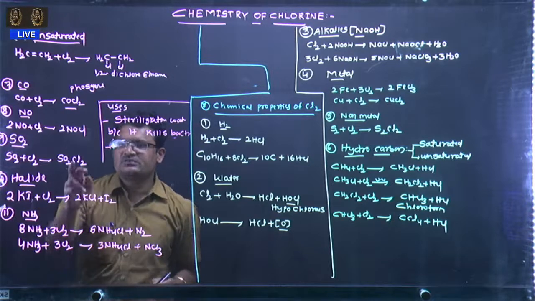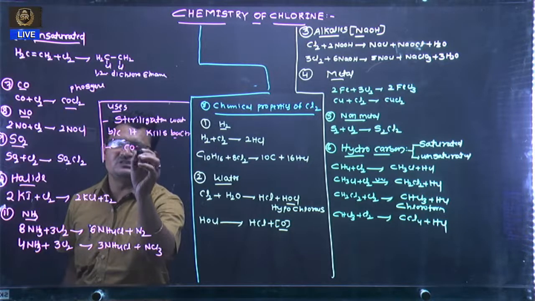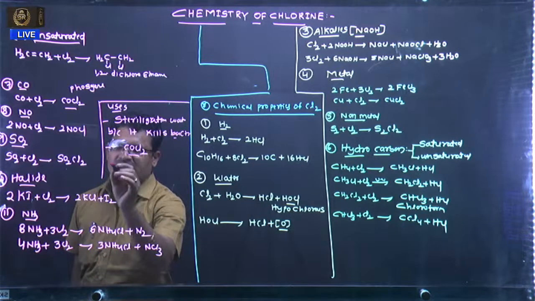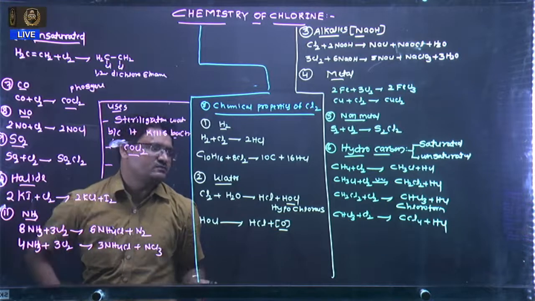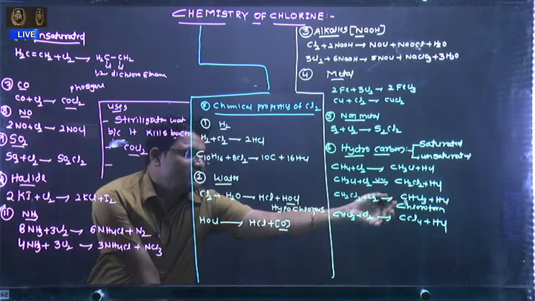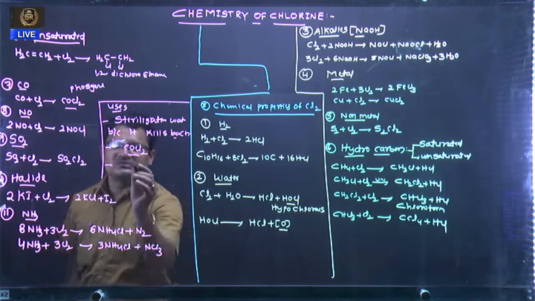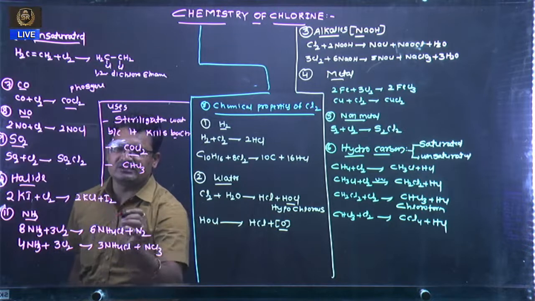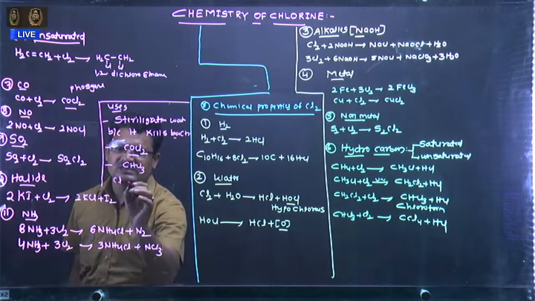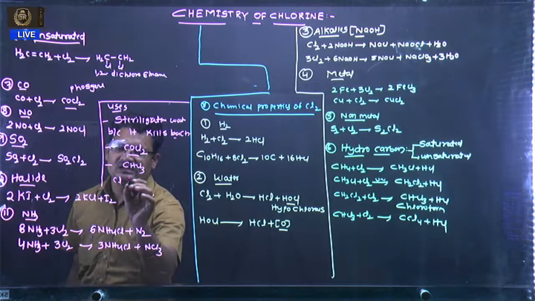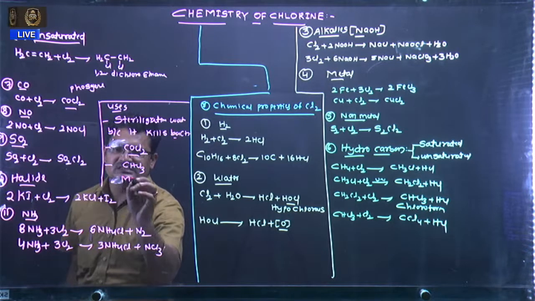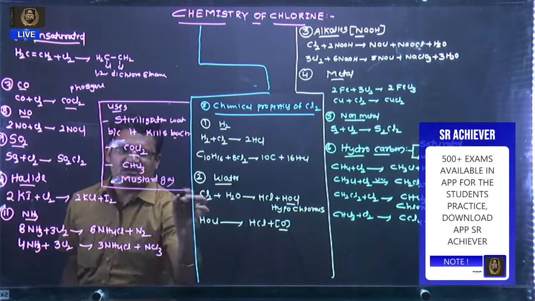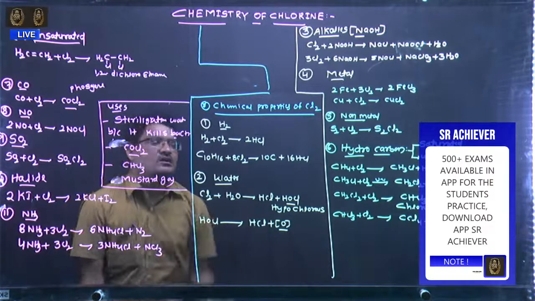Next, it is used for the preparation of poisonous gas such as phosgene. It is also used for the preparation of chloroform, dichloromethane and monochloromethane, and in the preparation of mustard gas. Mustard gas formula is Cl. Okay, this is the complete chemistry of chlorine.